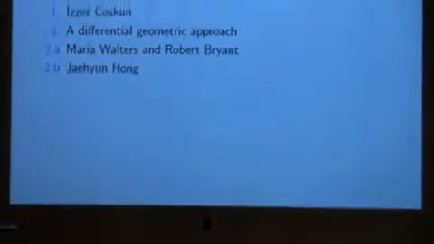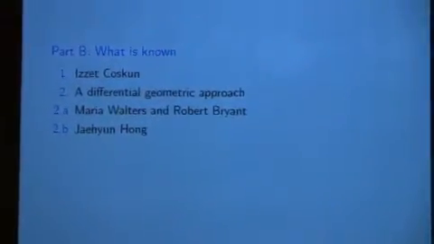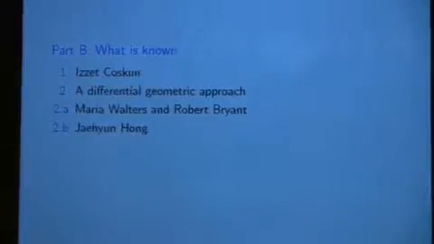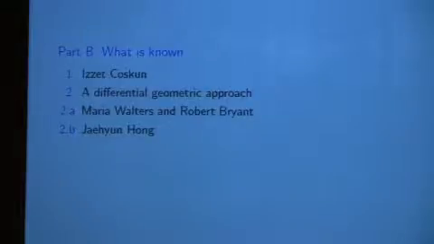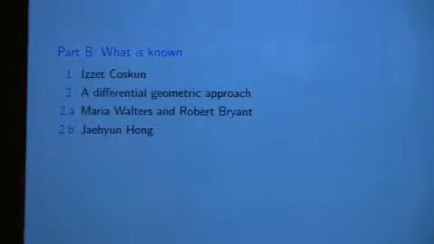Okay. So that's the motivating question. I want to tell you a little bit about what is known so far for this problem, and I'm going to start backwards historically. I'll start with Izzet Coskun. His results are quite recent, but they're geometric and algebraic geometric in approach. And then I'll talk about the differential geometric approach that I'm going to go over today and some of the early results using that system.